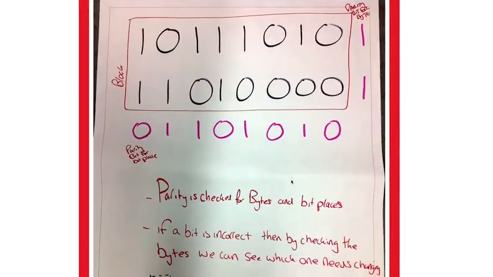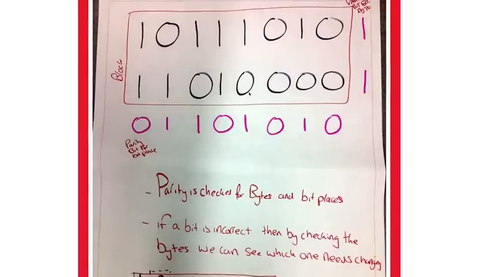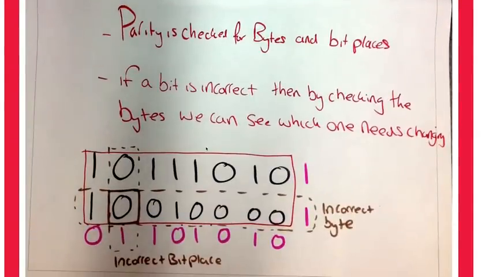So we check all the parity for the block. If a bit is incorrect, then by checking the bytes, we can see which one needs changing. So say we look at this here. If this bit place was incorrect, all we need to do is check which byte it related to that was incorrect to decide which bit needed changing. So if we look at this, it shows an example of that in practice.